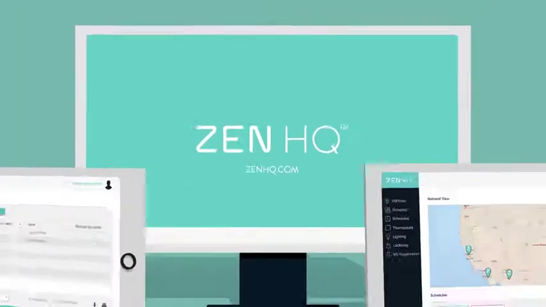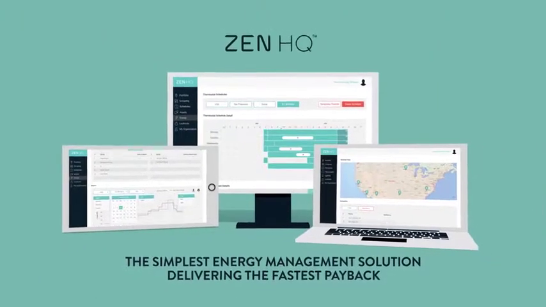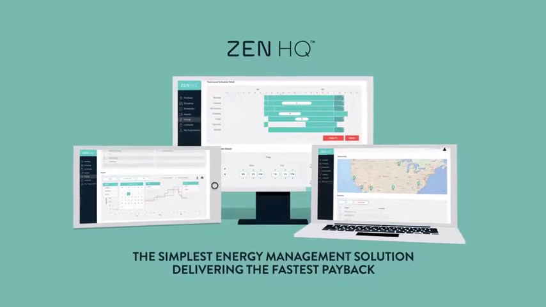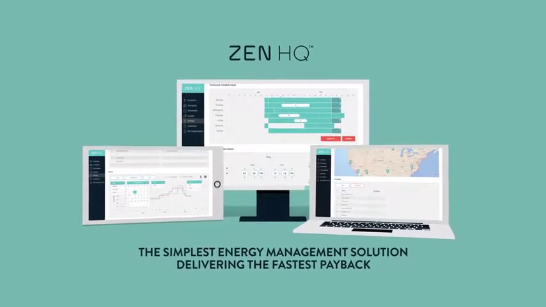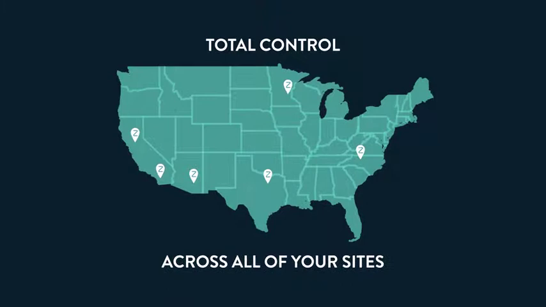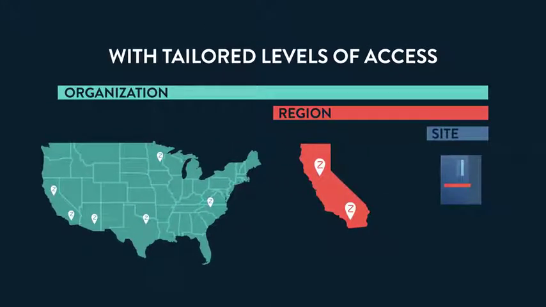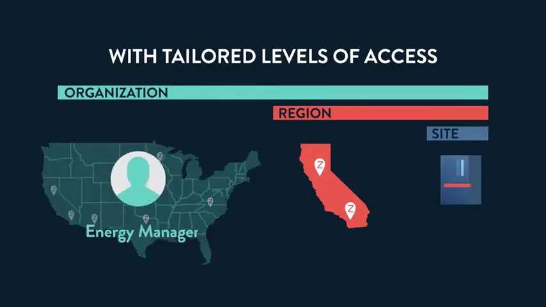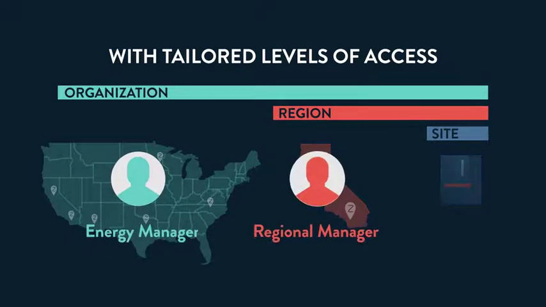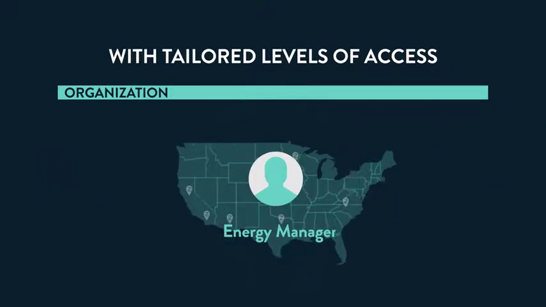ZenHQ is a simple cloud platform for managing HVAC, lighting schedules, and energy consumption across multi-site operations. It provides tailored levels of control and visibility based on roles and permissions. You can define the Energy Manager, Regional Manager, and Site Manager roles. We will walk you through the system as the National Energy Manager user, overseeing the whole operation.